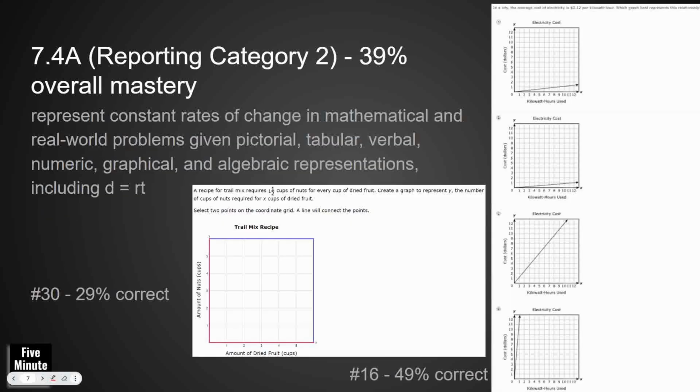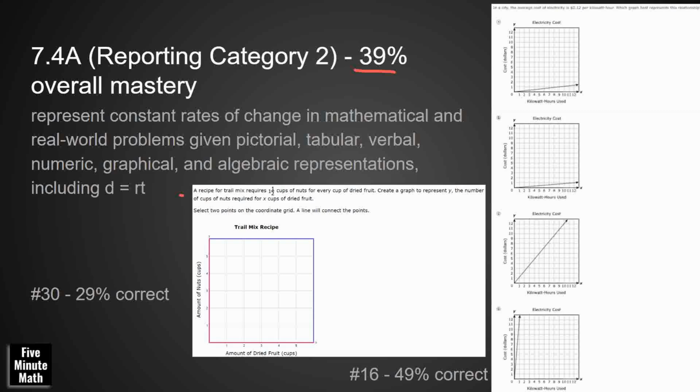Next, we are looking at 7.4a. This is in reporting category 2. It was tested twice. We only had 39% mastery. We're representing constant rates of change in all different representations here. So we've got two different graphs, but we're taking them from verbal descriptions.